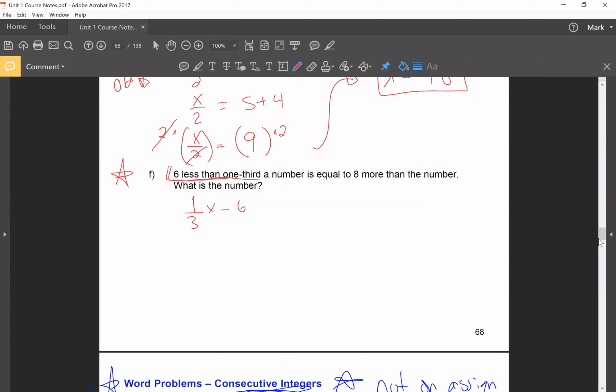So 6 less than 1/3 a number is equal to 8 more than the number. So x over 3 minus 6 equals x plus 8. Now, some of you might have written 8 plus x. That's fine as well. The order of adding does not matter.